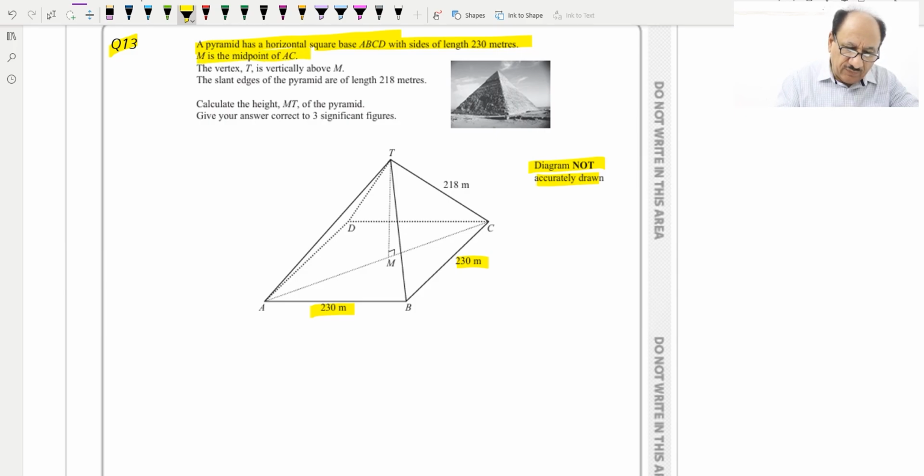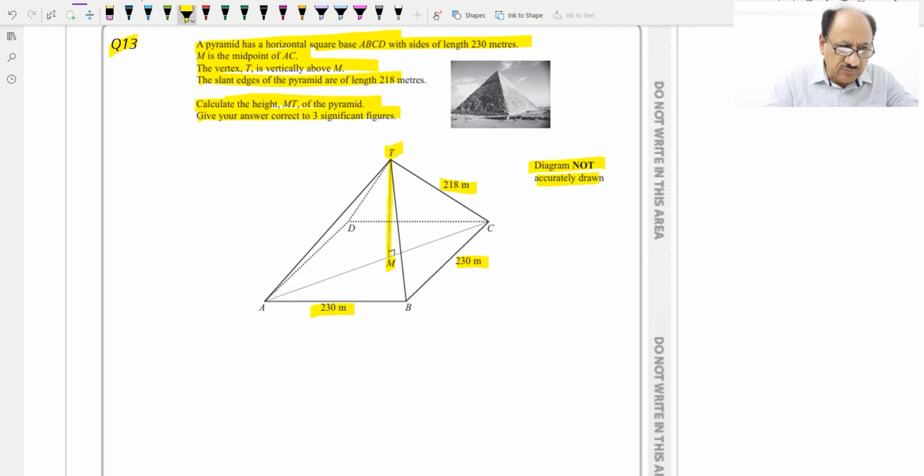M is the midpoint of AC. So this one is M, which is the midpoint. The vertex T is vertically above M. The slant edges of the pyramid are of length 218 meters. Calculate the height MT of the pyramid. So MT is required, which is this one. MT is the height of the pyramid. It's almost similar to the previous question which we have done. Give your answer correct to 3 significant figures.